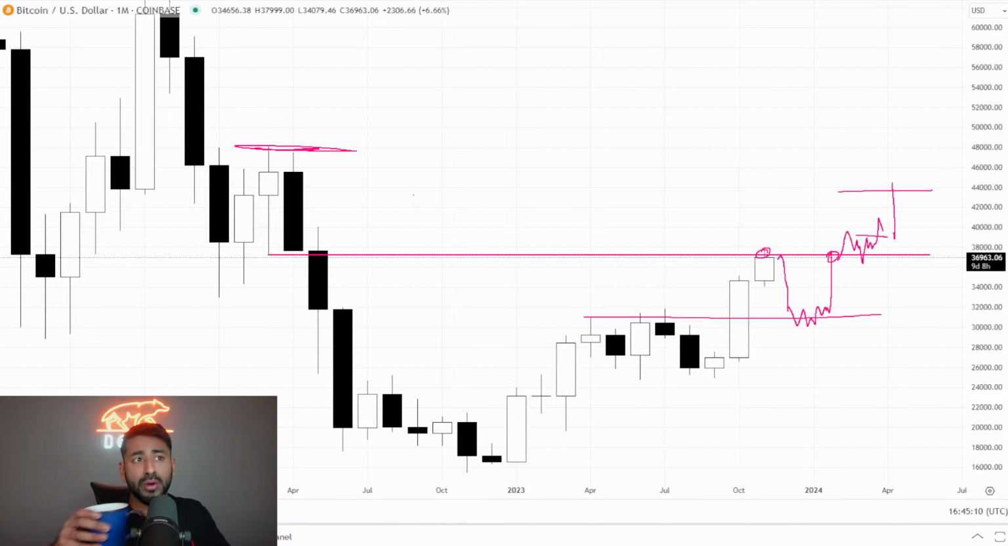But the market's been so bullish. It's just like the third month is actually a bullish month as well. October was Uptober.